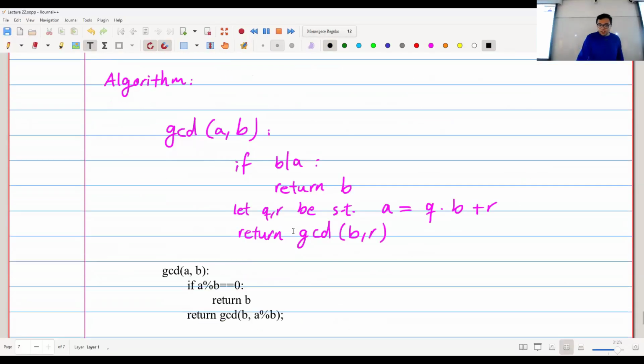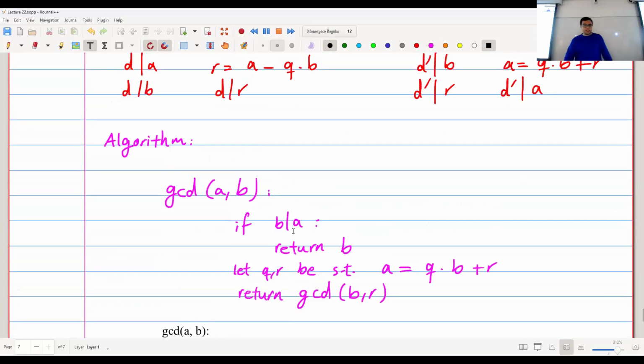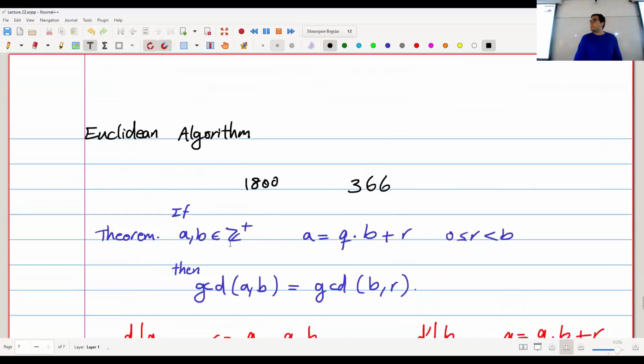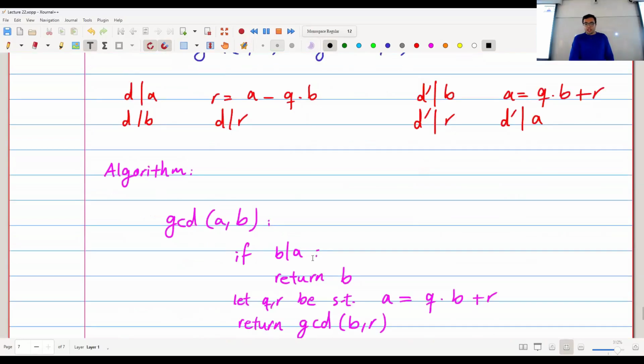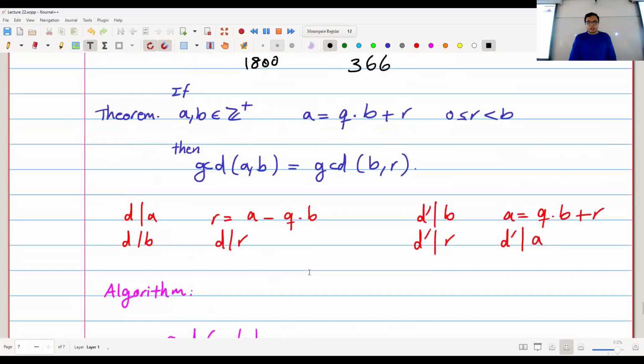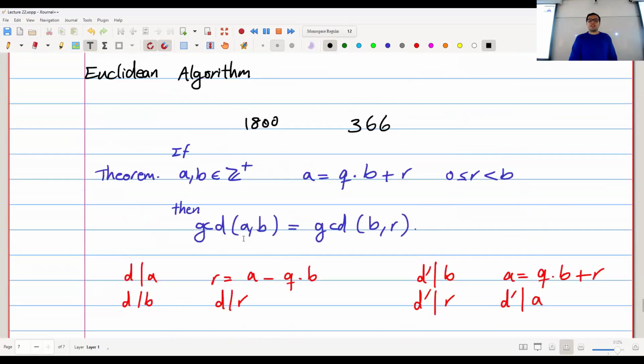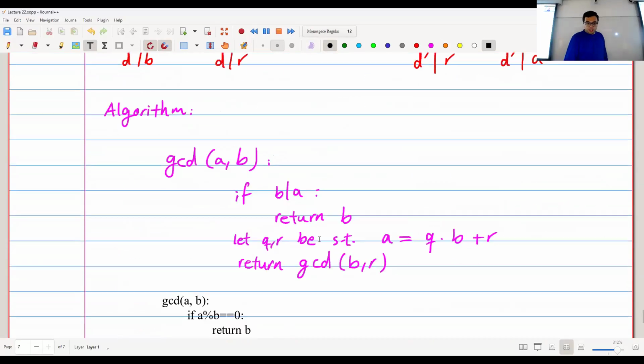Great. Why is this algorithm correct? This algorithm is correct because of this theorem. Right? So if A is a multiple of B, of course, the GCD is going to be B. And otherwise, I'm just using this theorem that says that the GCD of A and B is the GCD of B and the remainder. Okay. Why does this algorithm terminate? We have to always constantly ask ourselves, why does the algorithm terminate?